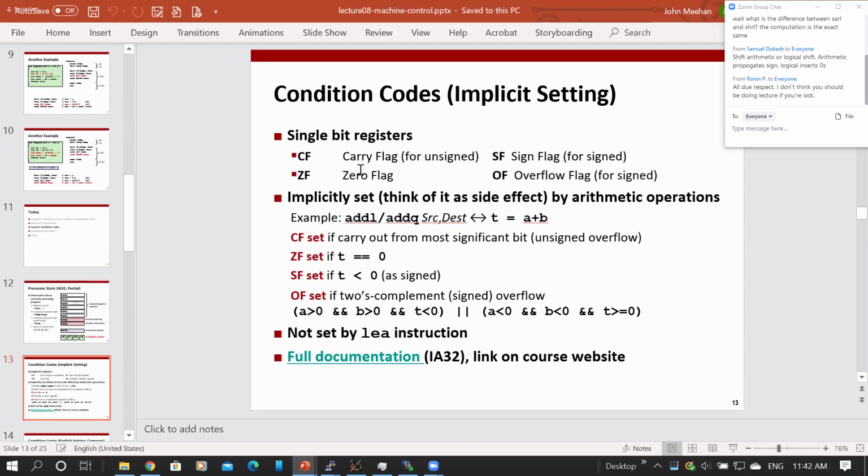So these are all set implicitly as a result of executing some instructions, like an add long word or add quad word, whatever instruction you executed sets these bits based on the result of having done that instruction. So the carry flag, right? Unsigned overflow. The overflow flag, signed overflow happened. Sign flag, 0 flag, right?